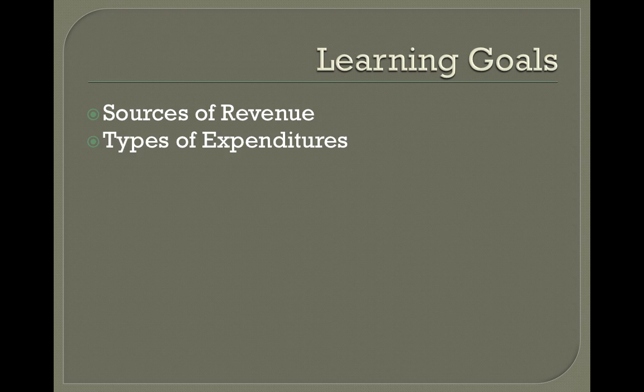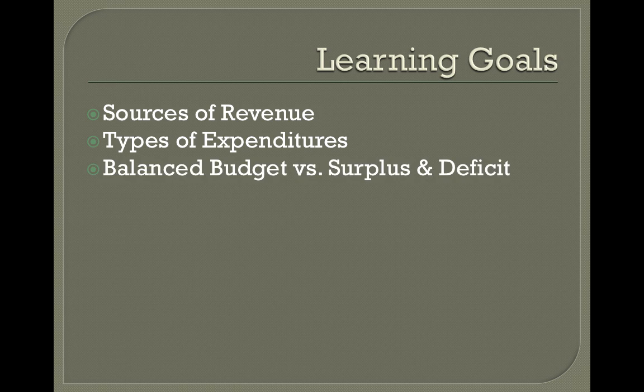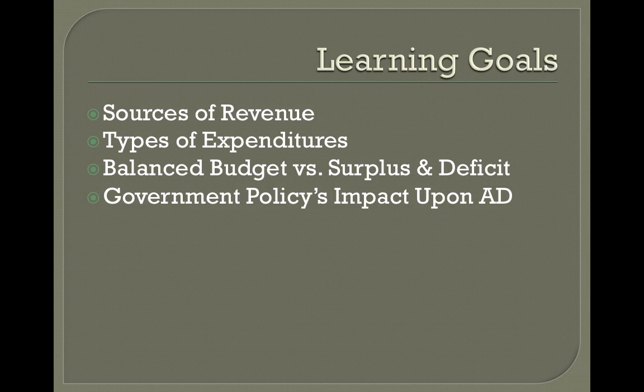Secondly, types of expenditures. When the government collects that revenue or collects money, how do they spend it? What are the different types of things they spend it on? Thirdly, budgets. When we look at revenue and expenditure, it ultimately relates to a budget. And what is the difference between a budget surplus and a budget deficit?